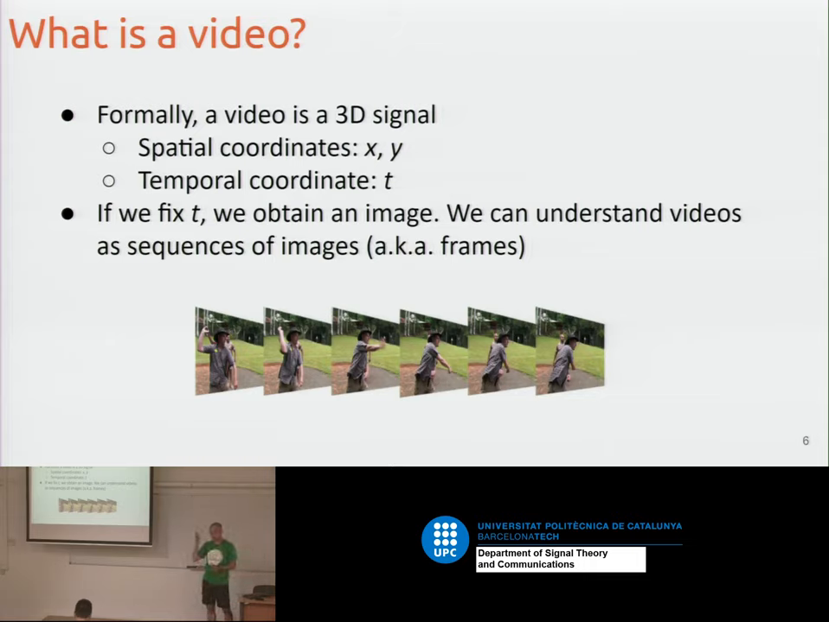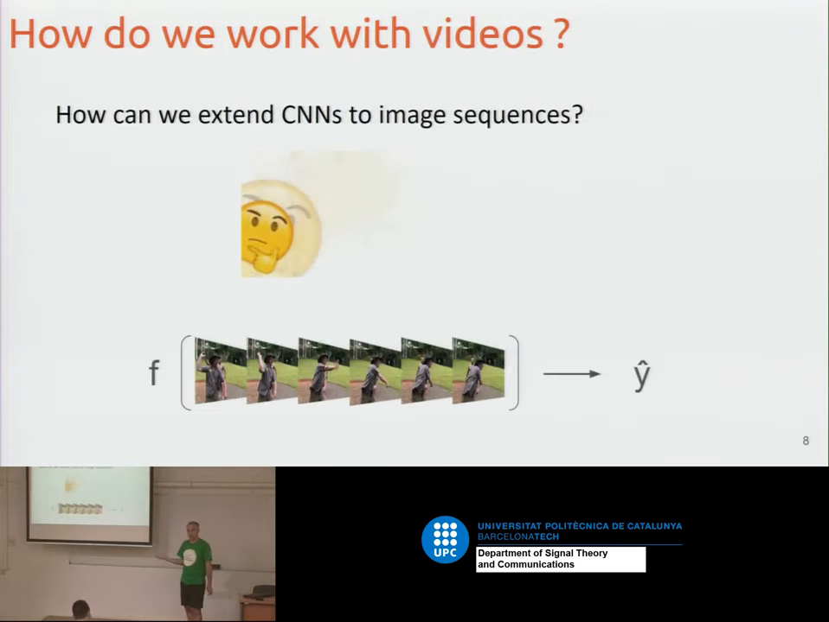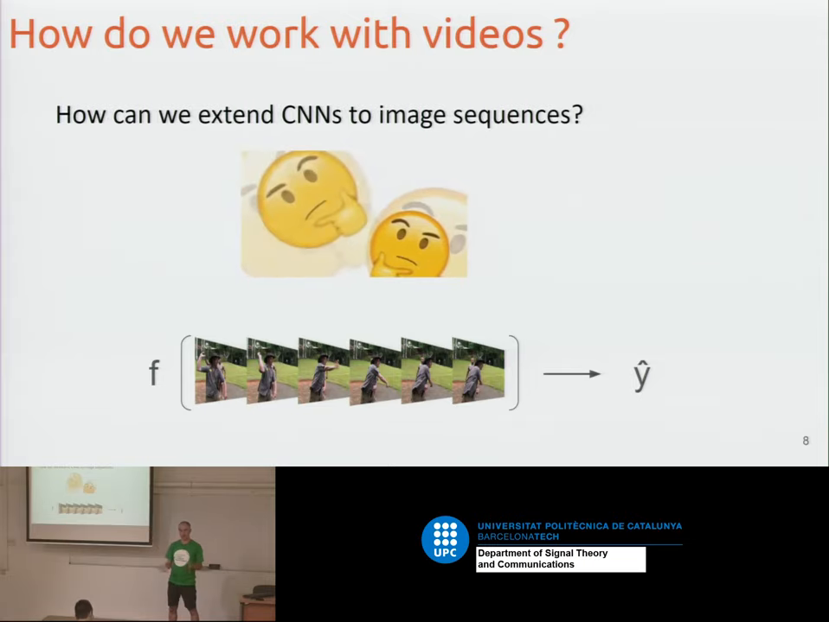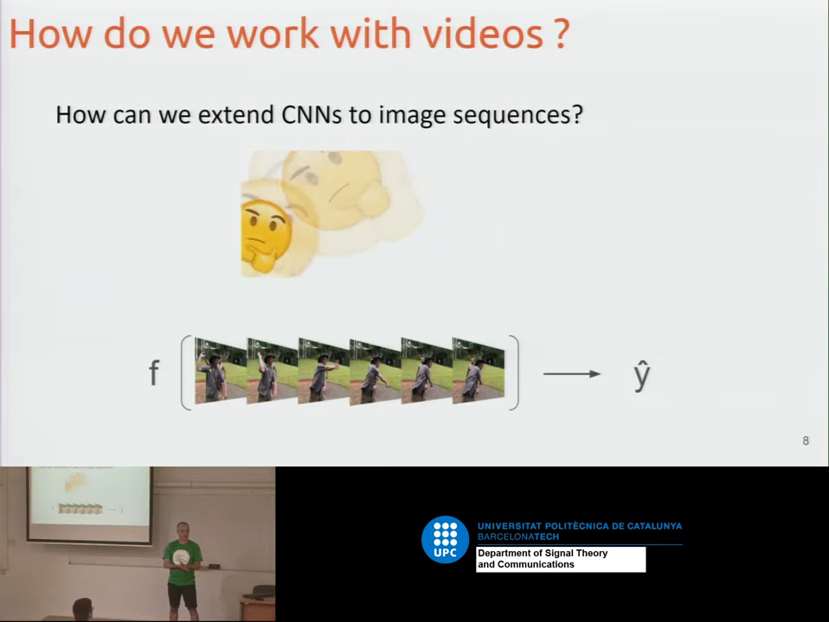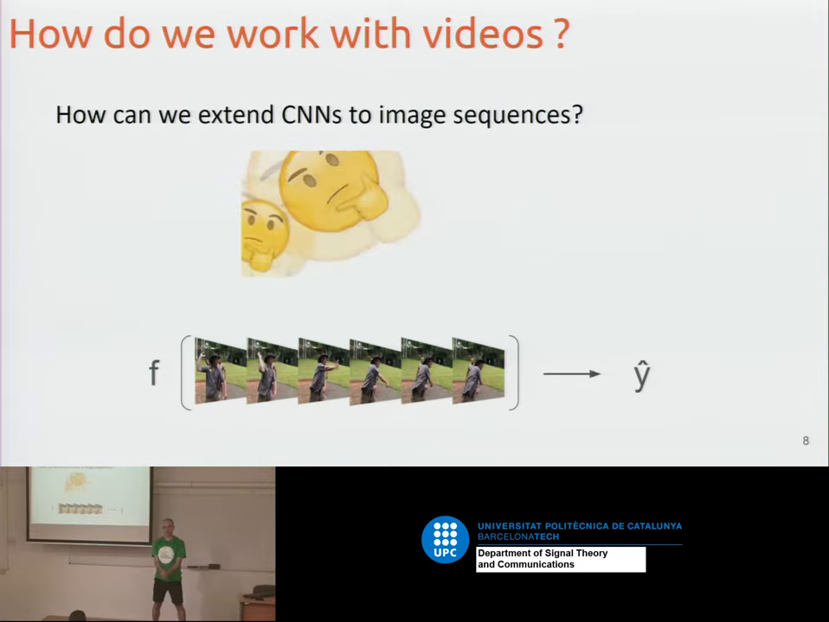So whenever we fix T, we obtain images. So you can think that videos are sequences of images. That's one way of thinking about them. Yeah? So if earlier in the previous lecture we presented that convolutional neural networks are the state of the art solution to analyze images, and now what we have is a sequence of images, how could we exploit what we know about neural architectures for still images for video? This is an open question, so now you can start providing the solutions you have in mind.